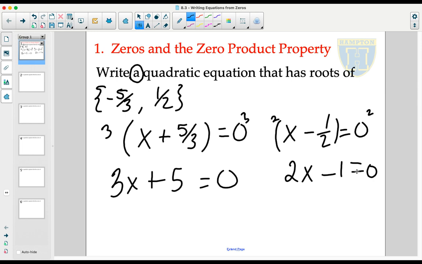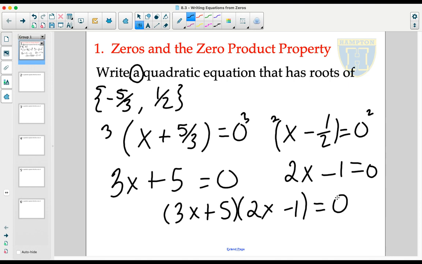Now, the zero product property, if we're setting both of these equal to 0, guarantees that if we put them together in an effort to create the quadratic equation, one of them would have to be 0. In this case, to finish finding our quadratic equation, we can simply multiply those two binomials together, and we get 6x squared plus 7x minus 5 equals 0.